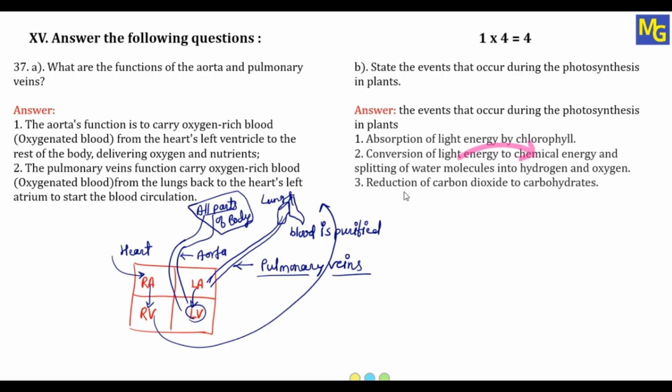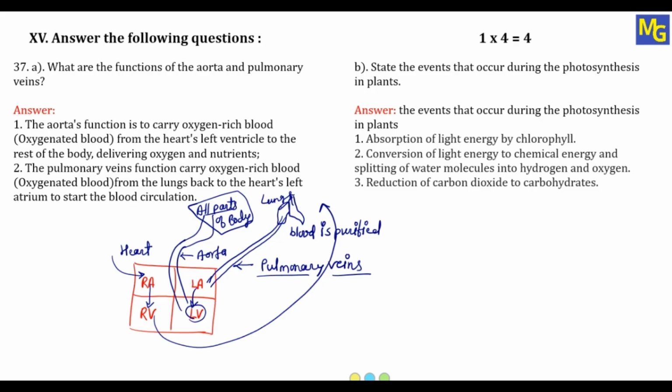And now, reduction of carbon dioxide to carbohydrates. What is reduction? Reduction means addition of hydrogen. So this hydrogen which is formed will be added to the CO2 in the plant and forms carbohydrates. And whatever oxygen is formed is a byproduct. That's why plants produce oxygen, and that is why we get the oxygen. So these are the steps which occur during photosynthesis.